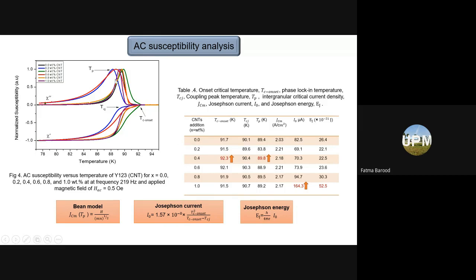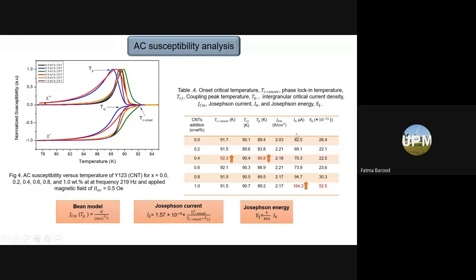And from the imaginary part, the sample exhibited only one peak related to the intergranular coupling peak. The AC losses shifted toward higher temperature for the samples of 0.4 and 0.8, then slowly shifted to lower temperature for the other percentages. The intergranular critical current density JCM was calculated using Bean's model and was around 2 ampere per centimeter square for 0.5 Oersted applied magnetic field.